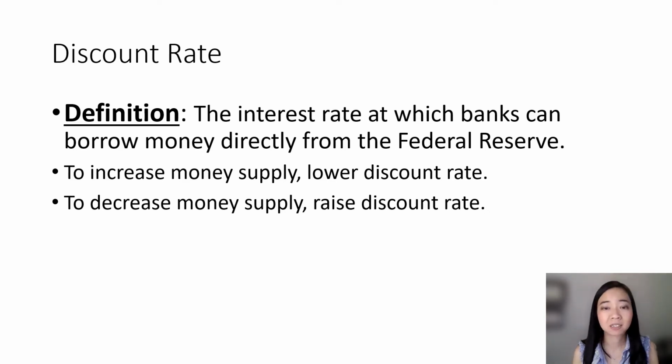Why is that? Because a lower discount rate will encourage the banks to borrow from the Fed and thus increase the money supply. By contrast, if the Federal Reserve would like to decrease money supply, then it should raise the discount rate. Because the banks will see the discount rate is higher, they will not want to borrow from the Federal Reserve. As a result, money supply is going to go down.